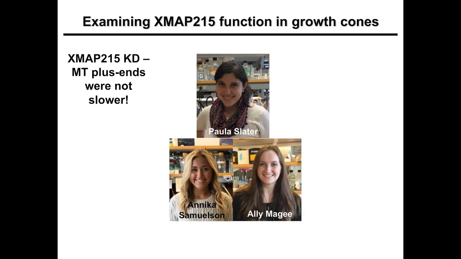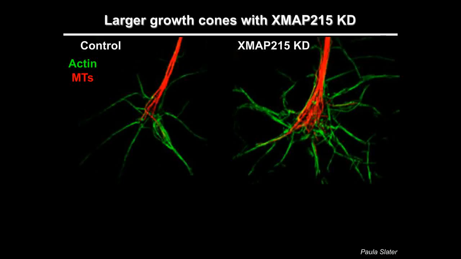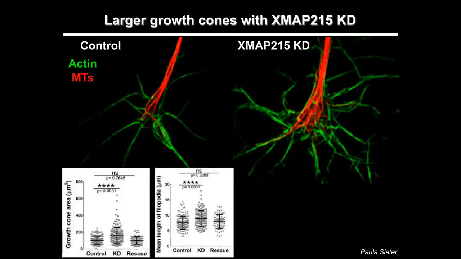And the first thing that Paula noticed when she knocked down XMAP215 and stained it for just actin and microtubules, she saw that the XMAP215 growth cones were larger than control growth cones. You could see that the entire growth cone area was larger, as well as these filopodia, shown in green, were longer as well. And these two phenotypes could be rescued by adding back XMAP215 mRNA, showing that these phenotypes were specific to XMAP215 knockdown. Now, this green, this is actin.